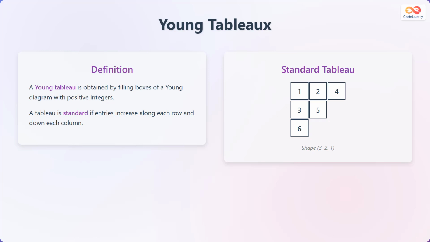A Young tableau is obtained by filling boxes of a Young diagram with positive integers. A tableau is standard if entries increase along each row and down each column. An example standard tableau is the shape 3, 2, 1 with the numbers 1, 2, 3, 4, 5, 6. The first row contains 1, 2, 4. The second row contains 3, 5. The third row contains 6.